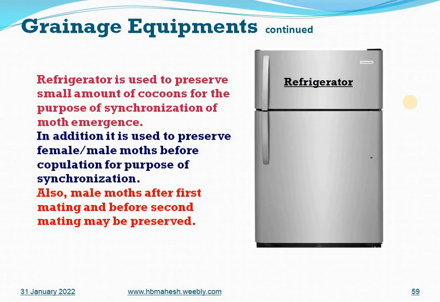Refrigerator is used to preserve small amount of cocoons for the purpose of synchronization of moth emergence. In addition, it is also used to preserve female or male moths before copulation for the purpose of synchronization. In addition, male moths after first mating and before second mating may be preserved at least for 20 minutes.